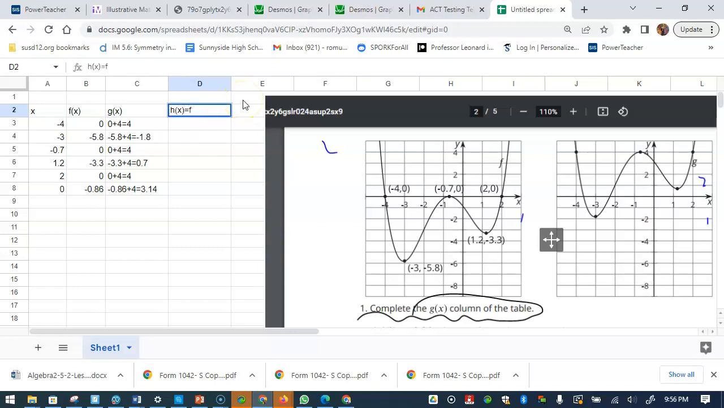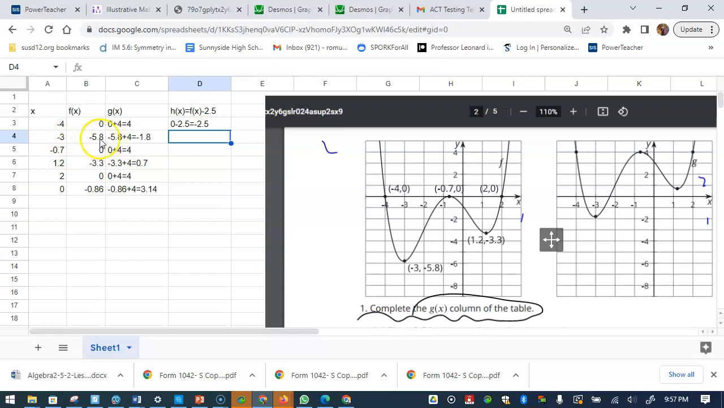h of x equals f of x minus 2.5. What it means is that whatever the output of f of x is, this part, this column, is the output for f of x, and I say minus 2.5. It means that you just take this 0 here and put minus 2.5. And when you subtract 2.5, you get negative 2.5 each time.